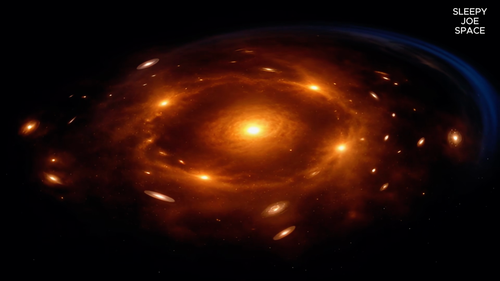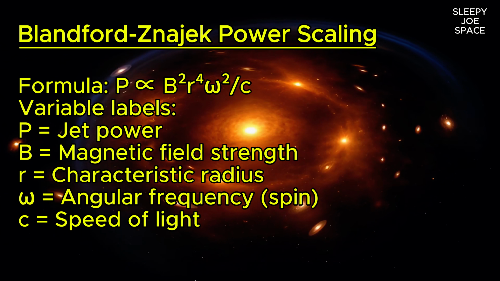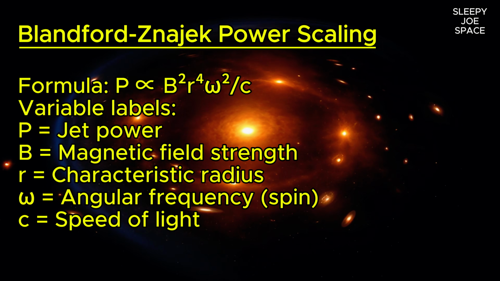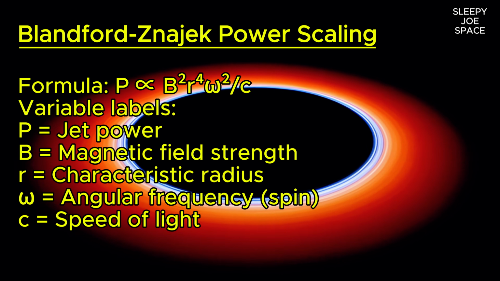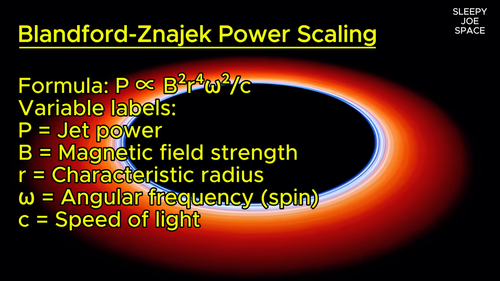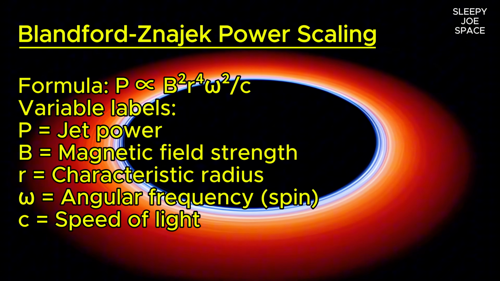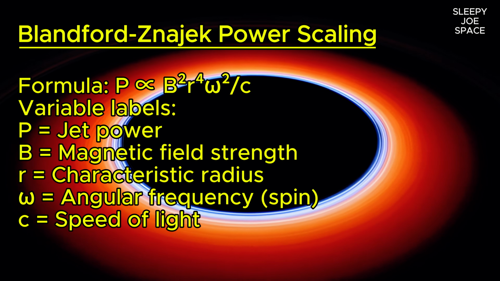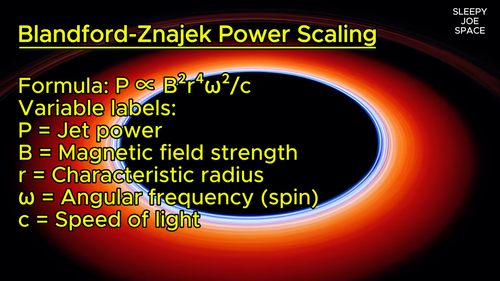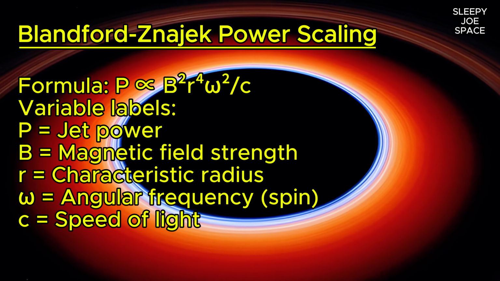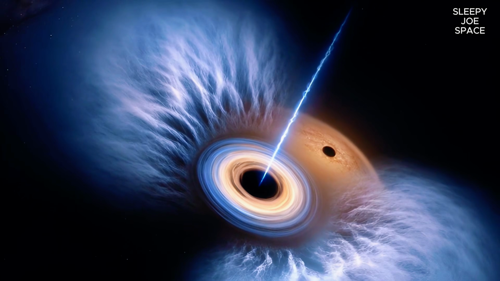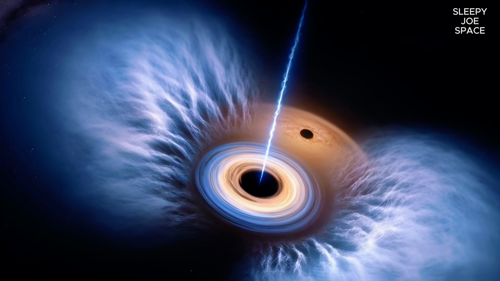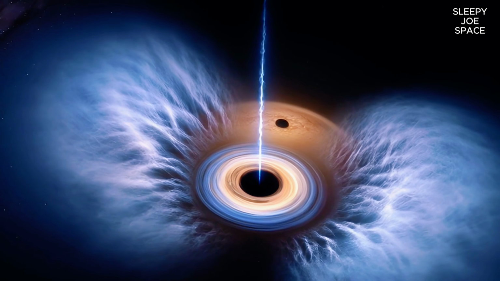The Blandford-Znajek mechanism connects this magnetic environment to the relativistic jets observed in M87. The power scaling is schematic but informative. P scales like B squared times R to the 4th times omega squared over c. B is the characteristic magnetic field. R is the characteristic radius. Omega is the angular frequency. C is the speed of light.